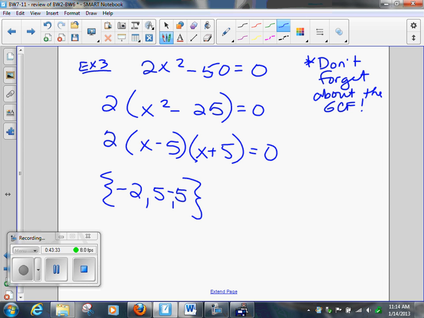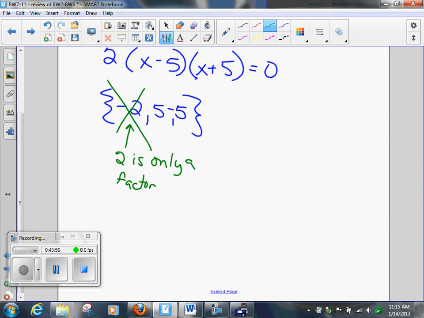Are those my solutions? No. Why not? 2 is just a what? 2 is just a number. But 2 is just a factor. Please write this down: 2 is only a factor, not a solution. It's a way for us to get to the answer, okay?